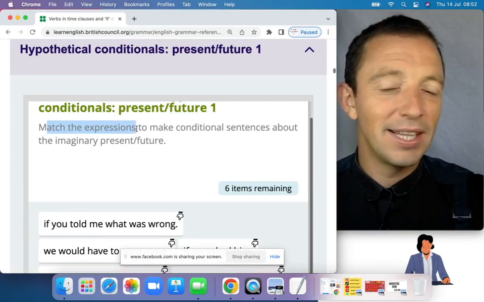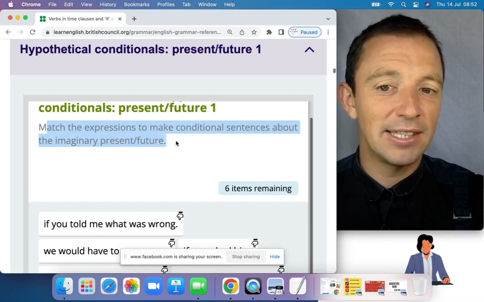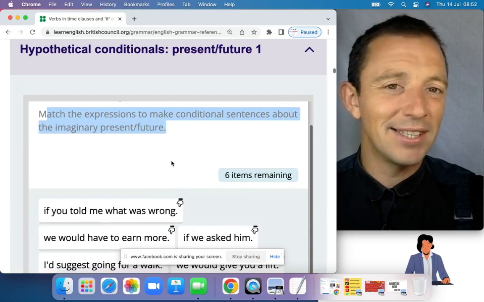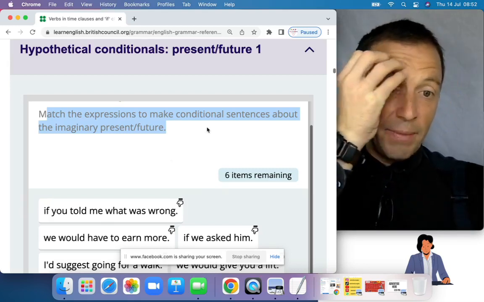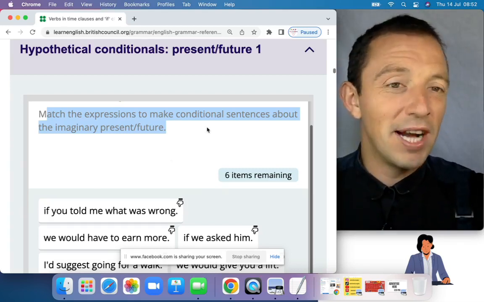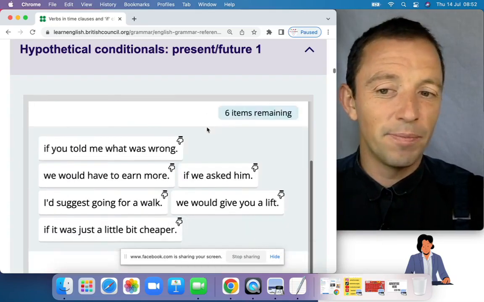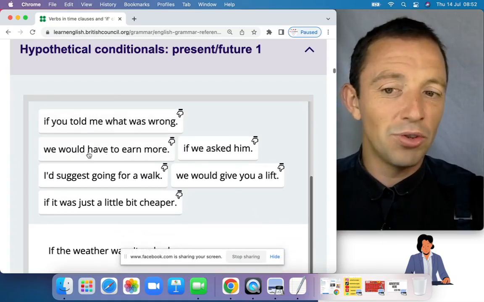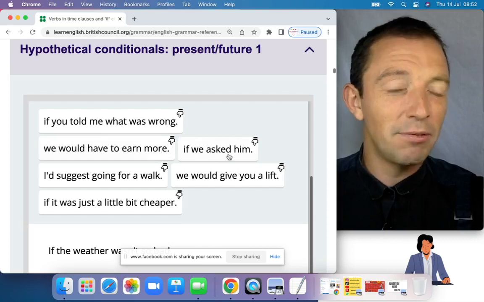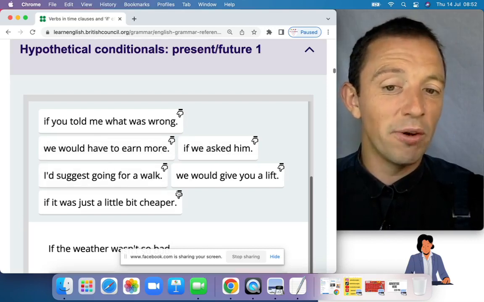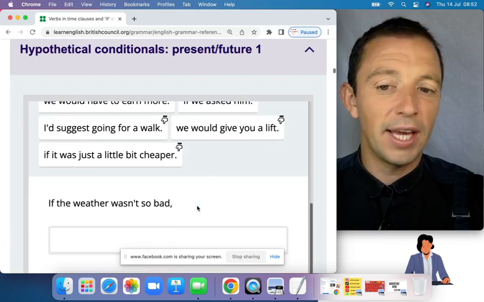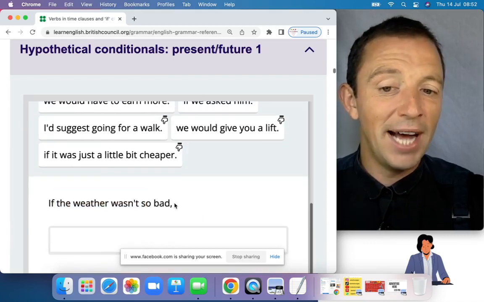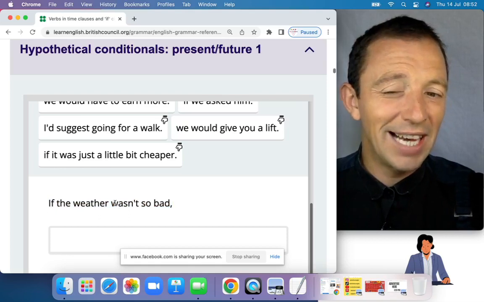Match the expressions to make conditional sentences about the imaginary present or future. So match the expressions to make conditional sentences about the imaginary hypothetical present or future. So if you told me what was wrong, we would have to earn more. If we asked him, I would suggest going for a walk. We would give you a lift if it was just a bit cheaper. Okay, if the weather wasn't so bad, this is the conditional clause and it's the past.